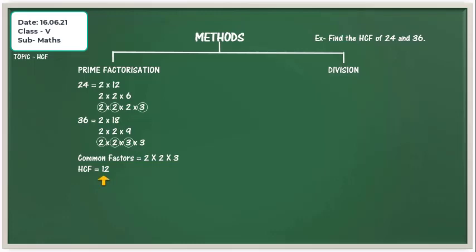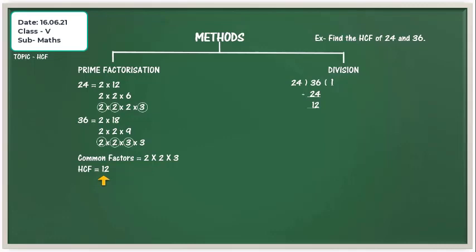Let's try the second method, that is the division method. In this method, we have to divide the larger number by the smaller number. So we will divide 36 by 24. After dividing 36 by 24, we got 12 as remainder. So 24 ones are 24 and we'll get the remainder as 12.